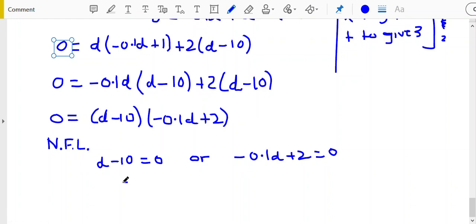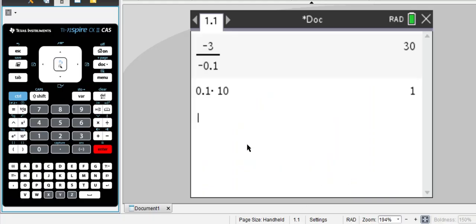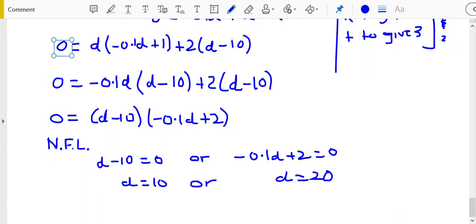From the first equation, I will get d equals 10. And if I solve the second equation, I need to subtract 2, and then I need to divide the negative 2 by a negative 0.1, which will end up being 20. If you want to check the arithmetic, you can. So negative 2 divided by negative 0.1 gives me 20. Okay, so they're my two answers. So the distance is 10 or 20 meters.